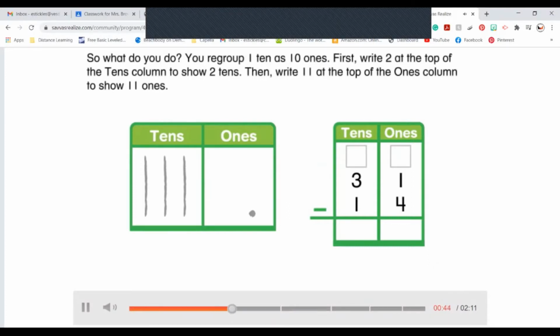So what do you do? You regroup 1 ten as 10 ones. First, write 2 at the top of the tens column to show 2 tens. Then, write 11 at the top of the ones column to show 11 ones.